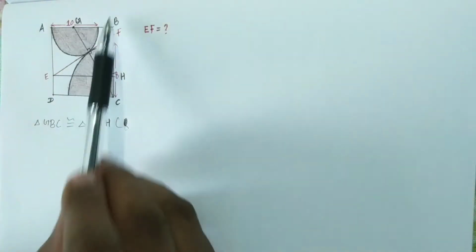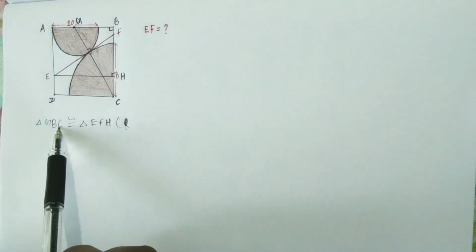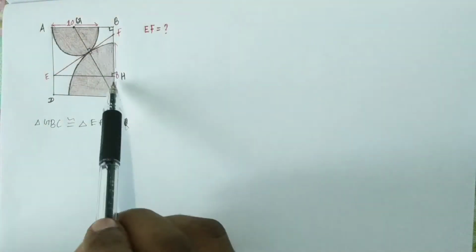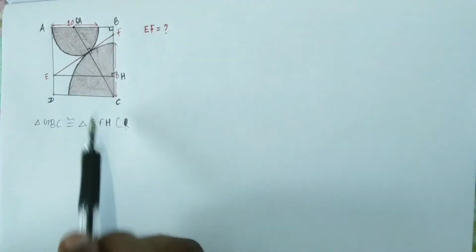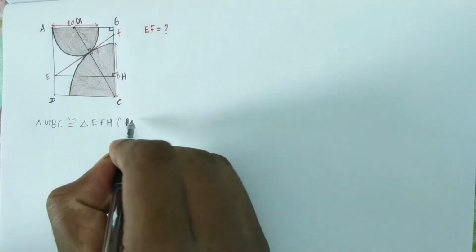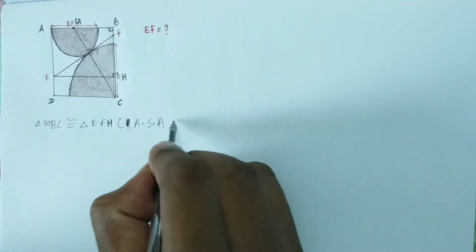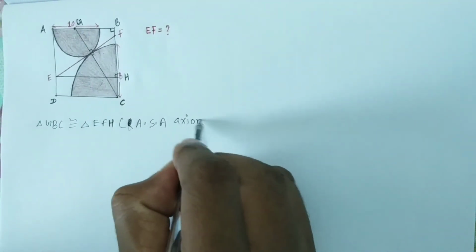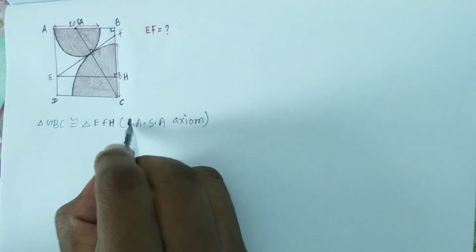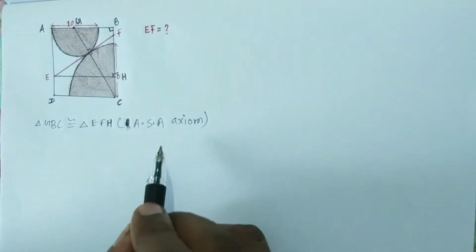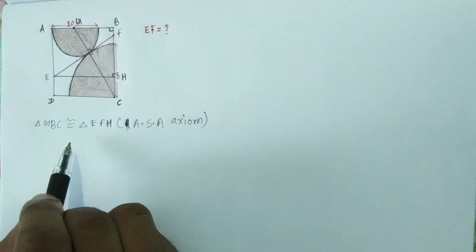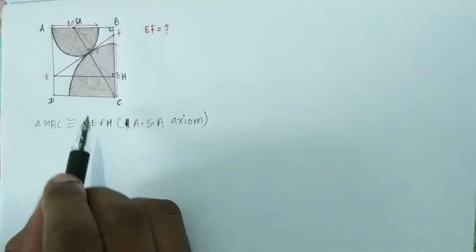As we can see in the figure, triangle GBC and triangle EFH are congruent by the ASA, angle side angle axiom. I will tell you how these two triangles become congruent.